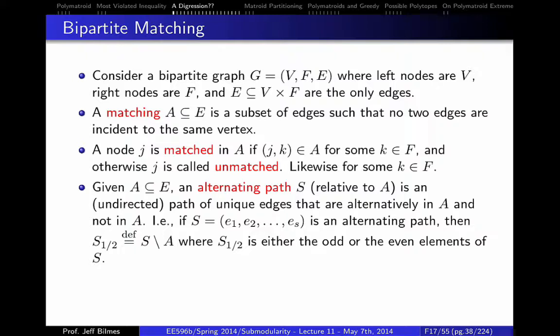I'll show you some examples in a minute. We've got some nice graphic examples. Basically, we've got a matching which is a subset of edges. And if you have a sequence of edges where maybe the first edge is in the matching and the second one's not, and the third one's in, and out and in and out. So it's just a set of edges that alternate between being a part of the matching and not being part of the matching.